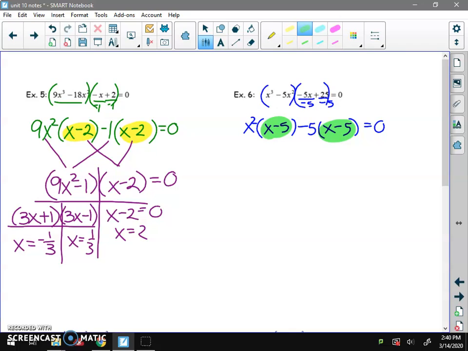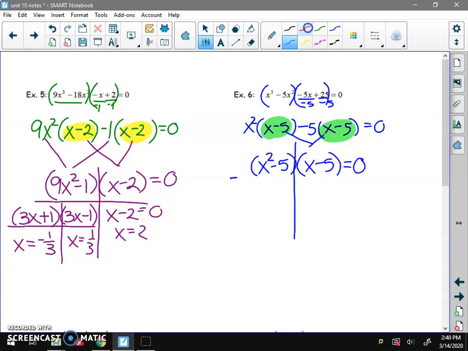Now, to group them, you take the ones that came to the outside, the GCFs, and they go in one group. And then what was left, or what was in common, goes in the second group. And then that's what you set equal to 0. When I tee this up, this side would be x squared minus 5 equals 0. It doesn't factor, so I'm going to do the square root method. Square root, so x equals plus or minus radical 5. This one would just be x equals 5.